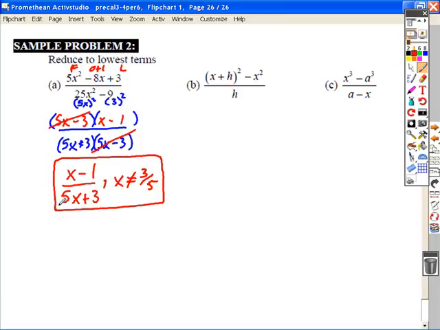All right, let's take a look at the second one. Okay, once again, we have this difference of squares. However, this is one of those special forms where we have a binomial squared minus another base squared.